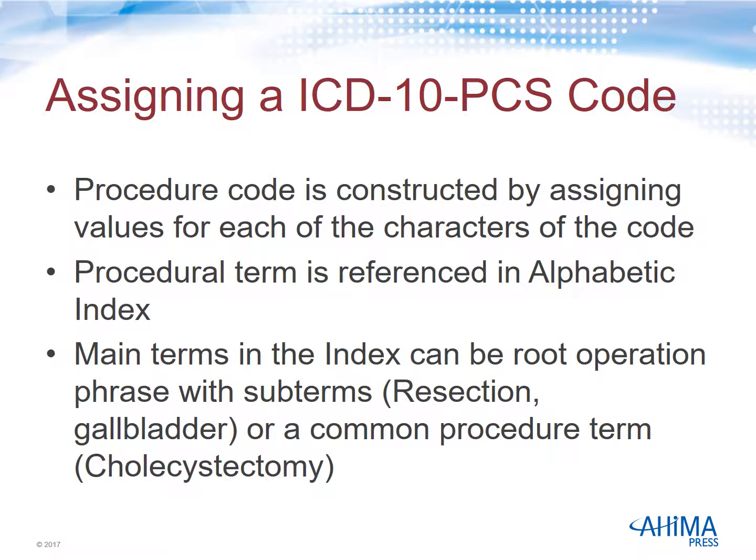So when assigning an ICD-10 PCS code, your procedure code is constructed by assigning values for each of the characters of the code. Your procedural term is referenced in the alphabetic index. Your main terms in the index can be root operation phrases with subterms, such as resection gallbladder, or a common procedure term.